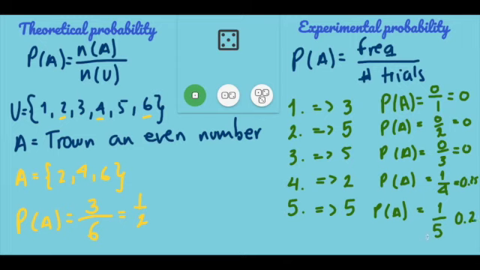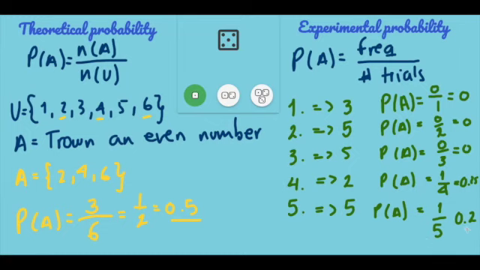So as we can see, the experimental probability and the theoretical probability are not the same. They are different, right? Here we have 1 over 5 and here we have 1/2, which is 0.5, right? So the theoretical probability is greater than the experimental probability. But this is not going to happen all the time.